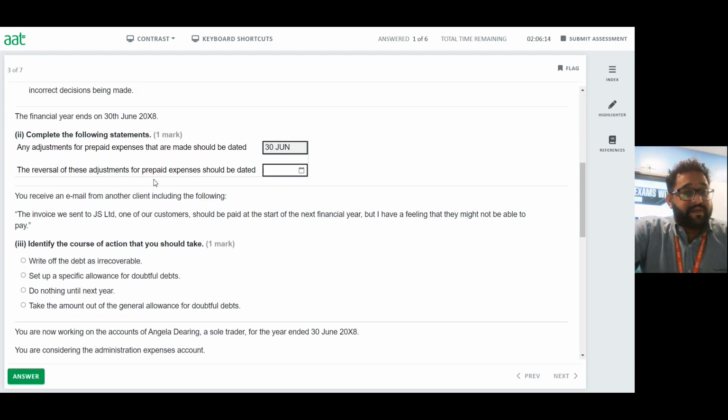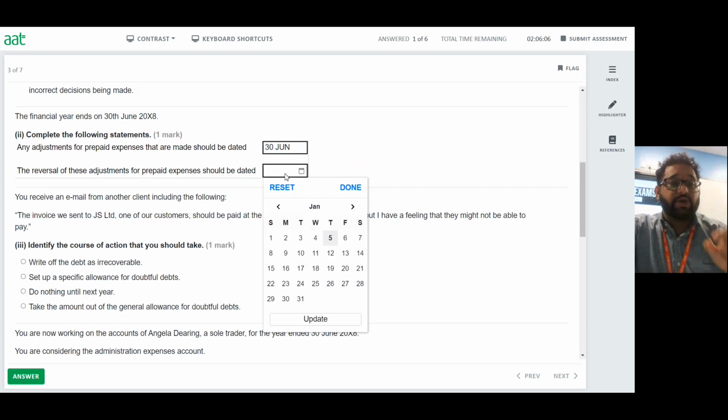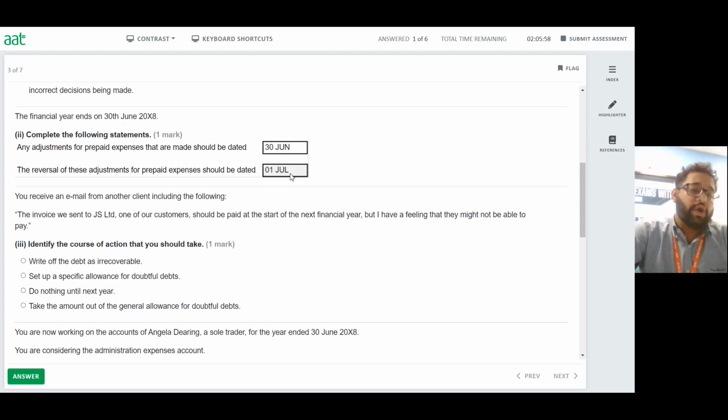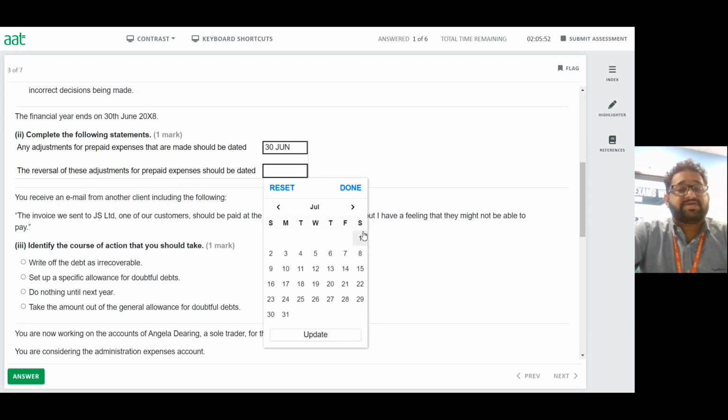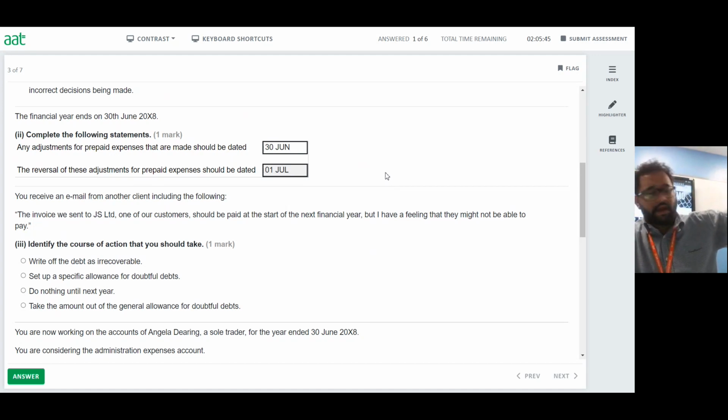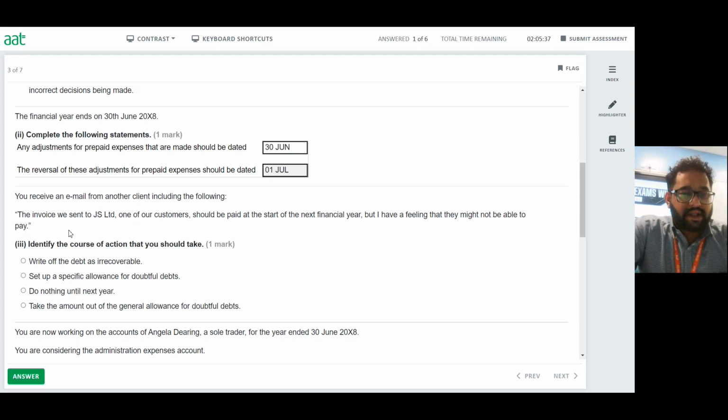A reversal of these adjustments will be done on the next day, means the first day of the new financial year starts. So in this scenario, if your financial year ends on 30th of June, the new year starts on July the 1st. That is the date you're going to show that the entries will be made. Even though if you look at that, that date is falling on a Saturday, it does not matter. This is for accounting purposes we do it. I know we'll make the entry somewhere late in the year. It doesn't matter. For you, the date should be the first day of the new financial period. Okay, so that is equal to 1 mark there.